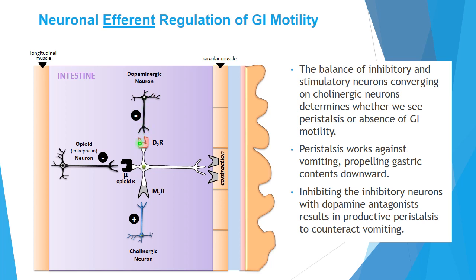If we block D2, we use a dopamine receptor antagonist, that will allow this neuron to release more acetylcholine at the appropriate time, and there will be more intense peristalsis, and that just means that the intestinal contents will move in the correct direction. So dopaminergic antagonists are called prokinetic agents because they promote bowel motility and they reduce vomiting.